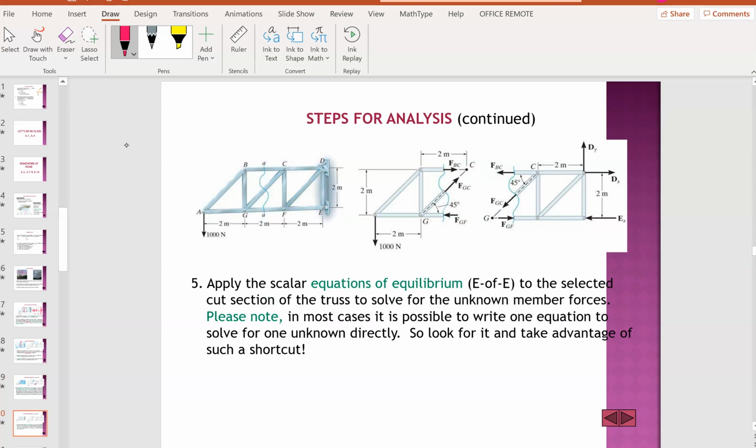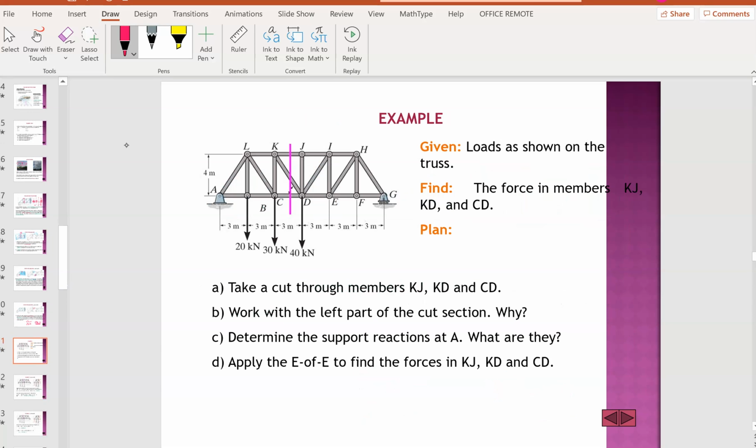And then you apply the scalar equations of equilibrium. So what is that? Your fx equals to 0 and your fy equals to 0, and you'll be using a lot of moment here. Moment at which point? For example, you can take moment at C equals to 0. The moment is very important. You need to practice on moment. You have to be good in that. Okay, so let's solve an example.